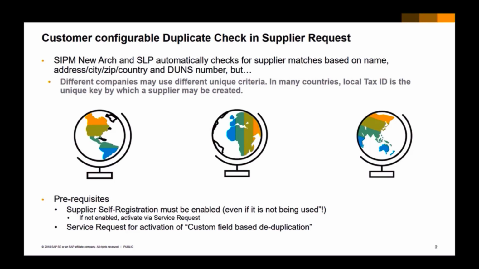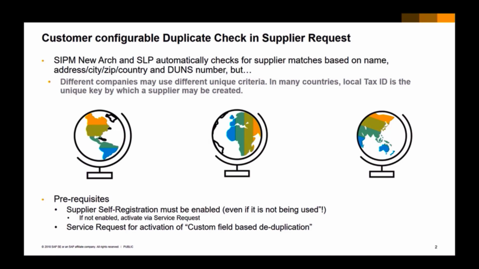However, different companies may use different unique criteria to identify suppliers. For example, in many countries, the local tax ID is the unique key by which a supplier may be created in the supplier database. So without further ado, I'm going to go ahead and open SLP and show you how quickly and easily this can be configured. And it has a lot of value for customers that have multinational implementations of SLP or are using something like a tax ID or really any other criteria by which to identify suppliers and allow new creation of suppliers.